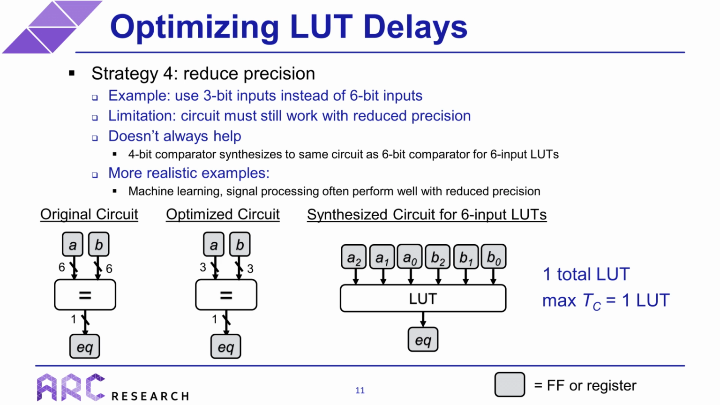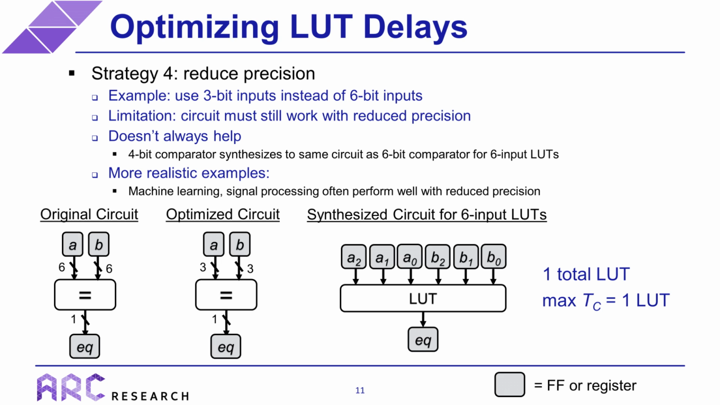A fourth common strategy to reducing lookup table delays is to reduce precision. So for our previous comparator example, we could potentially have a situation where we are able to reduce our 2 6-bit inputs to 3 bits each. Now, the comparator uses 6 inputs total, which synthesis will map onto a single one of our 6 input lookup tables that we've been using.